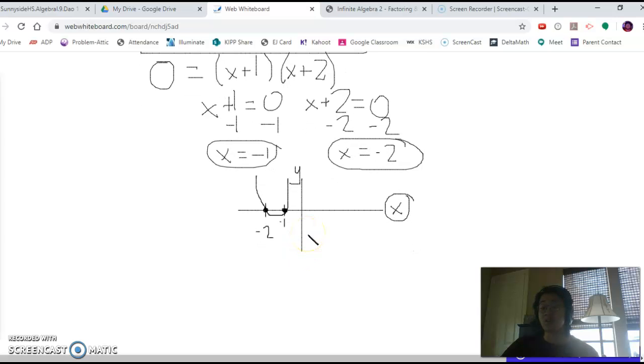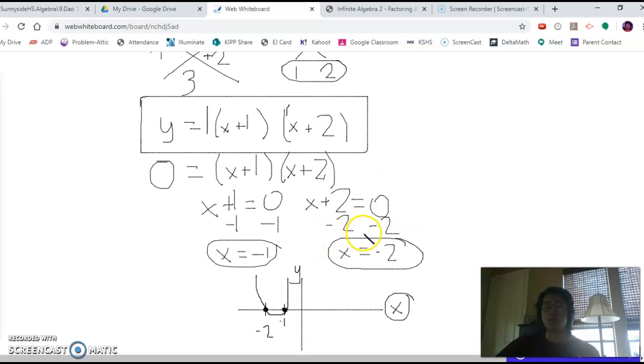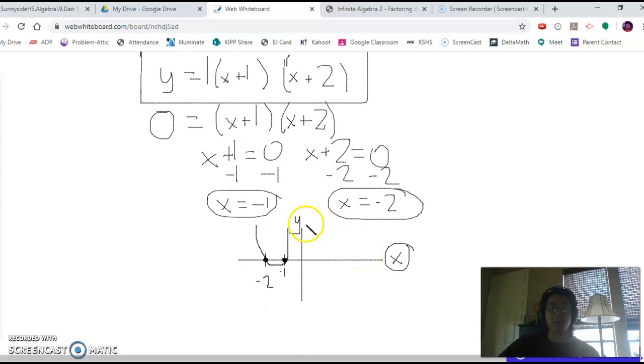So that is actually the reason why I taught you guys how to factor. I'm going to leave it here. Feel free to pause it, take notes. I'm about to clear it off.